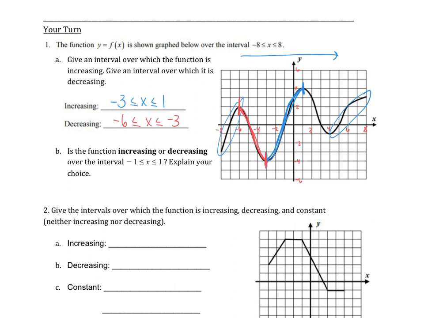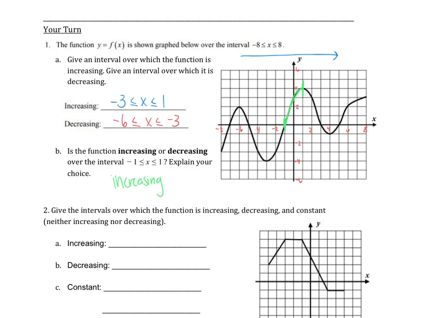All right, the last one, part B, is the function increasing or decreasing over the interval of -1 to 1. I'm going to erase some of this so we can look. All right, from -1 to 1. Let's look there. -1 is right here. 1 is right here. So it's asking, is this increasing or decreasing from the interval of -1 to 1? That is pretty obvious. That is increasing there because it is going up from left to right.